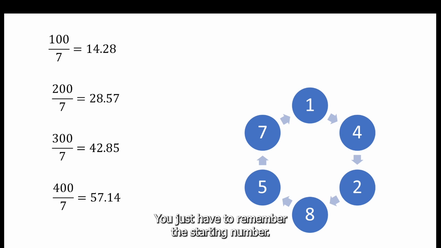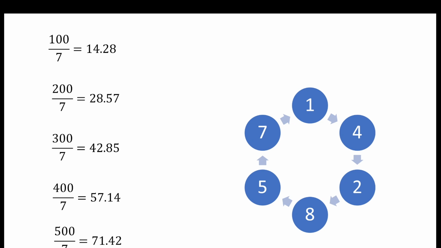So you just have to remember the starting number. The other numbers will be in that cyclic manner. So how about 500 by 7? Yes, it starts with 7. So 71.42. How about 600 by 7? Yes, it starts with 8. So 600 by 7 will be 85.71.